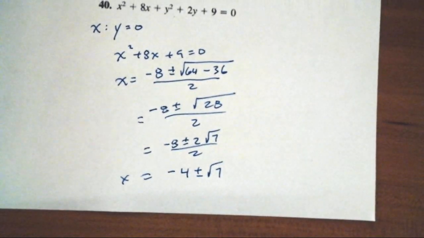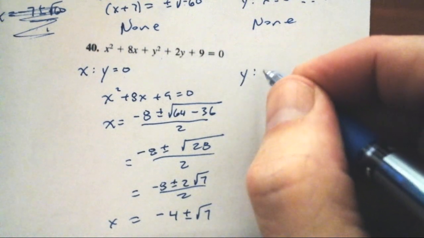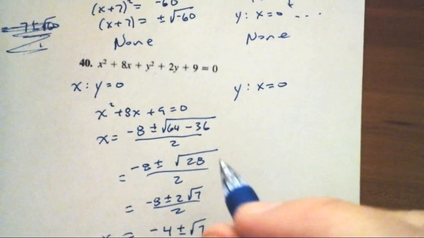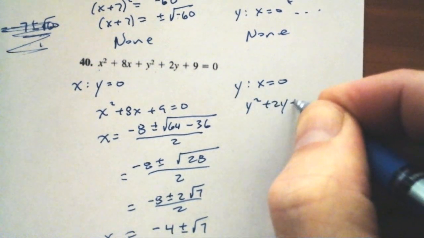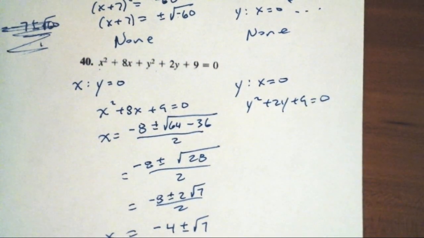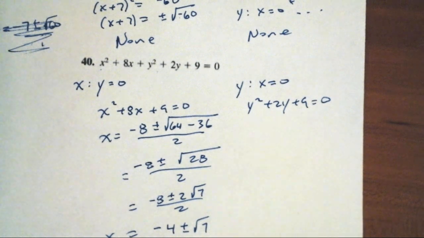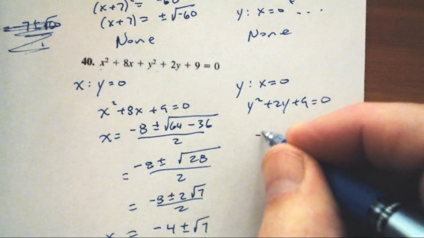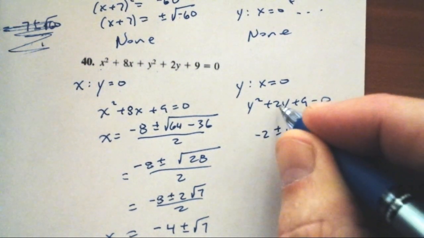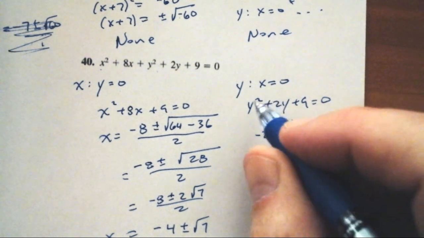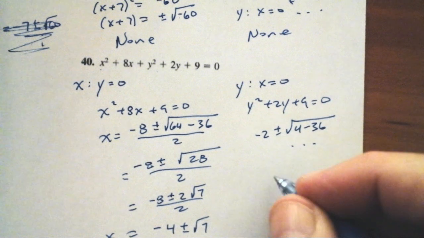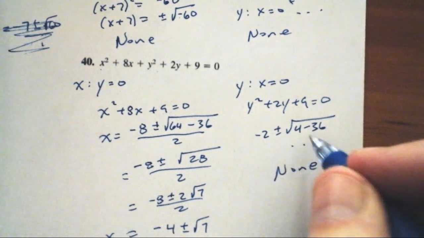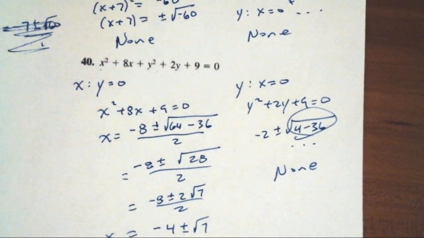Okay, let's find the y-intercepts. That's when x equals 0. I get 0, 0. y squared plus 2y plus 9 equals 0. No factors of 9 that add up to be 2. So opposite of b, plus or minus the square root of b squared, 4, minus 4 times 1 times 9, minus 36... We have none because our discriminant is negative, of course.